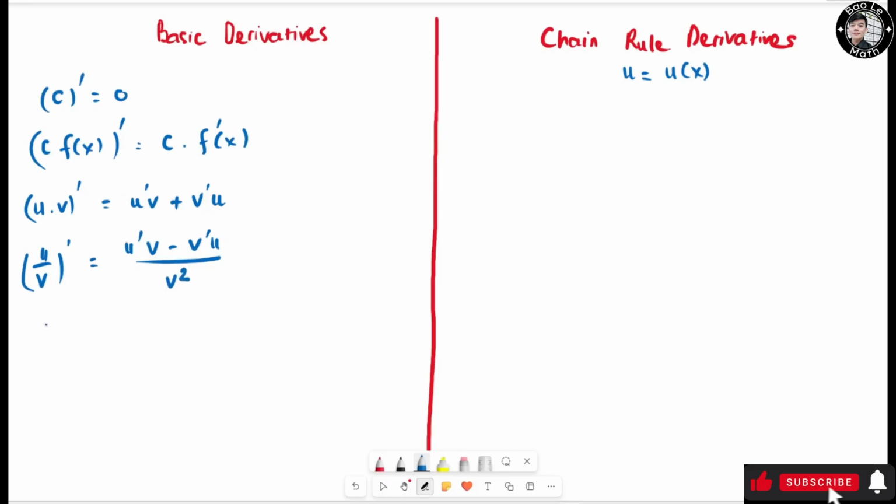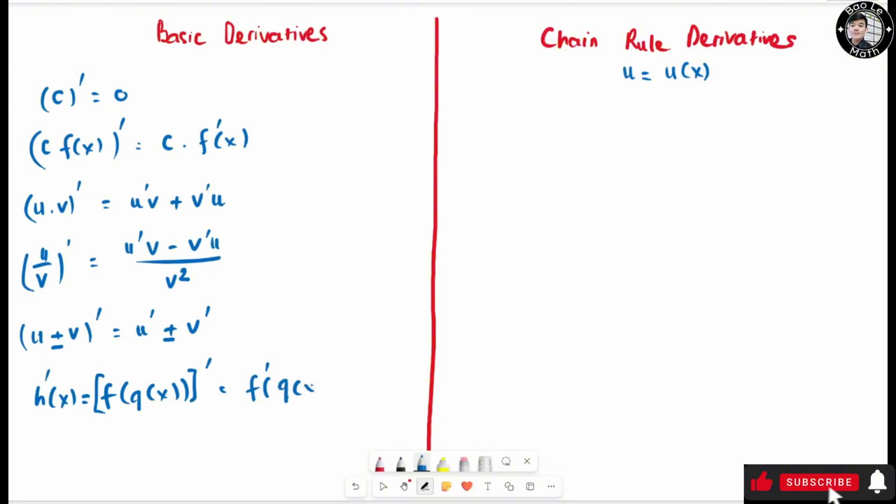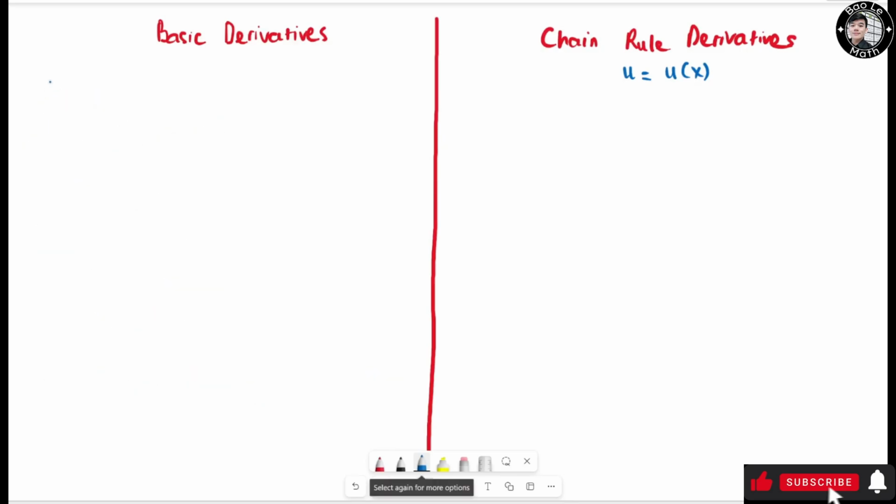Now we have the sum and difference rule. (u plus v)' is going to be u' plus v'. If you have subtraction, then this one should be subtraction. Now we have the chain rule. If you have the function h(x) equals f(g(x)), then the derivative of this is going to be f'(g(x)) times g'(x). Now we have the power rule.